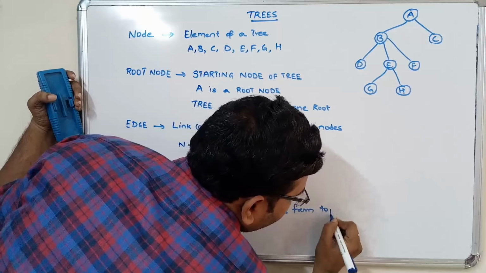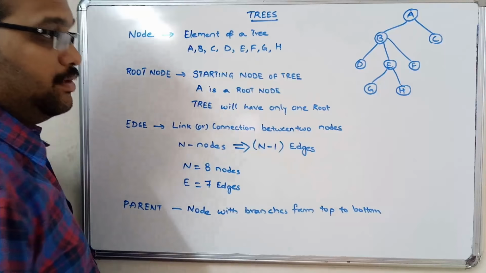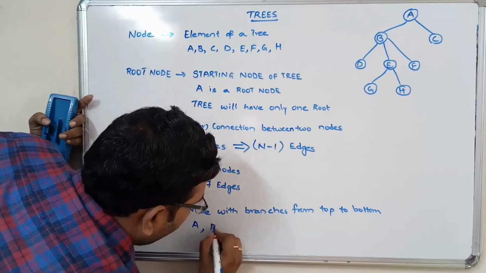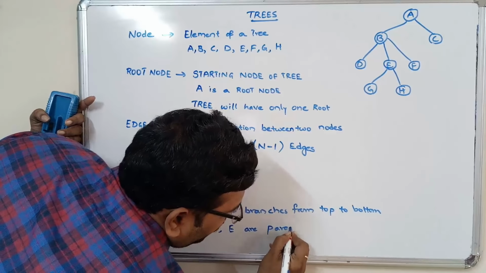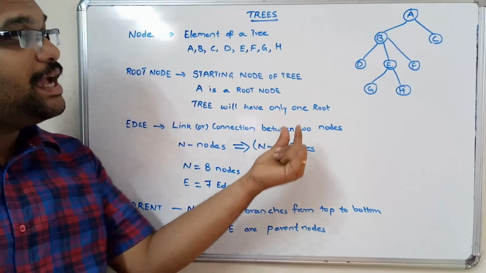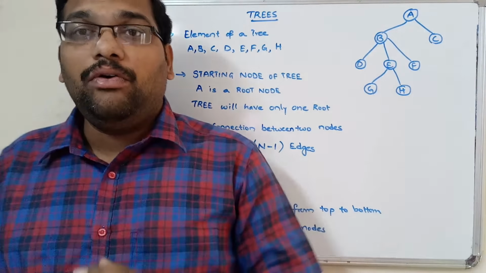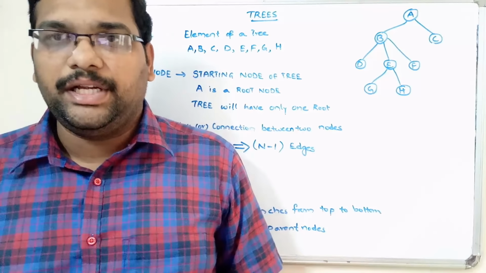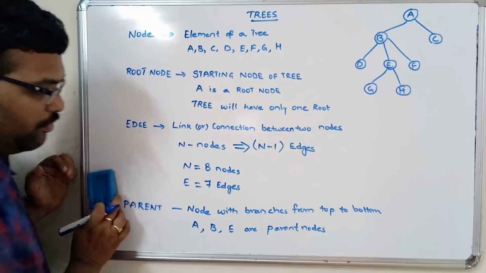From top to bottom are called parents. So here we can say A, B, E are parent nodes, because A is having branches, similarly B is having branches, E is also having branches, right? So here a node can have multiple branches. That means a parent can have multiple children. So these are the few terminologies: node, root node, edge, parent. Now we'll go with a few more.